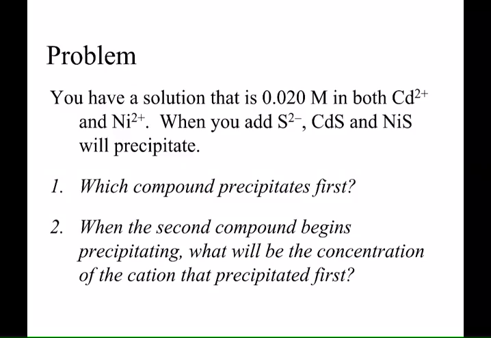So we're going to run through the problem, which compound is going to precipitate first, given the KSPs. I'm going to give you the KSPs. Which one's going to come out first? It's going to be your nickel 2 sulfide or your cadmium sulfide. And this asks, when the second one finally does kick in, precipitating, what will be the concentration of the cation left that hasn't precipitated out from the first one that was precipitating out? And we are going to do that one.